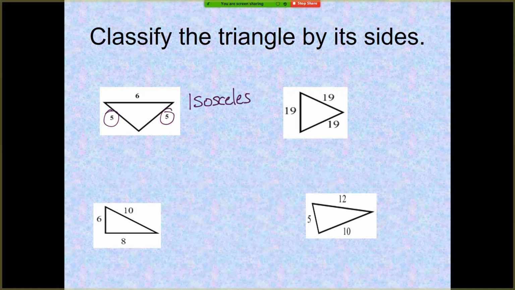When I look at the triangle at the top right, all 3 sides have side lengths of 19, so this is an equilateral. So an equilateral because all 3 sides are the same. For the bottom left, we have a triangle with side lengths 6, 8, and 10. None of those sides are the same length, so this is scalene. And then the last example, side lengths 5, 10, and 12, is another scalene.